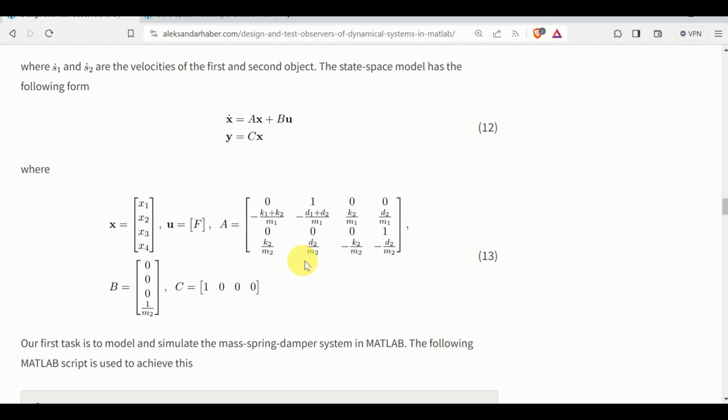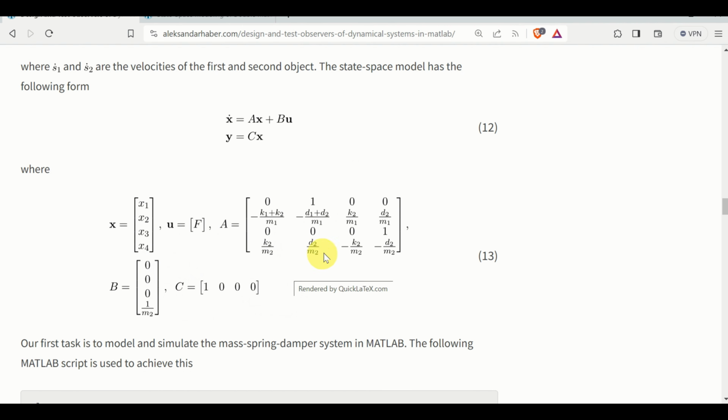This is our A matrix, where the system parameters such as masses, damping constants, and spring constants play a very important role in this matrix. Here is the B matrix, and finally here is the output matrix C. The structure of this matrix means that we only observe the position of the first object.